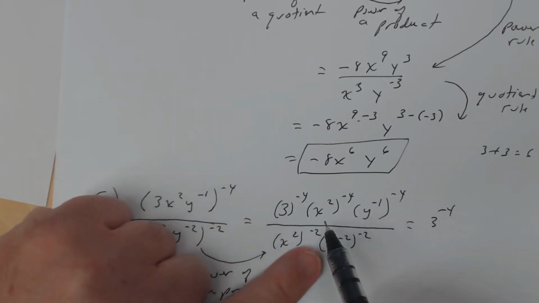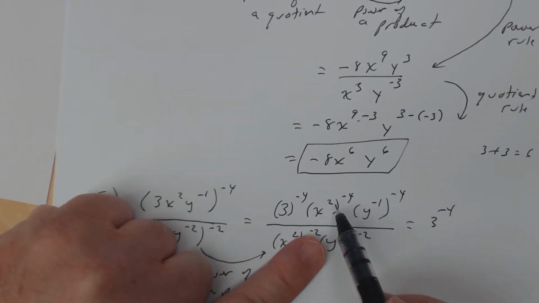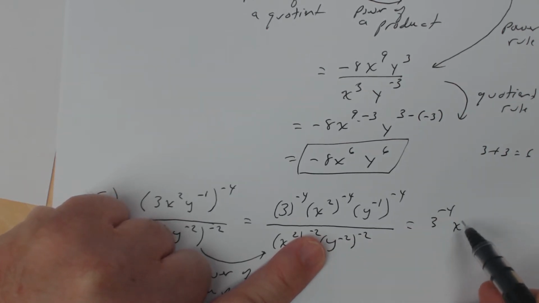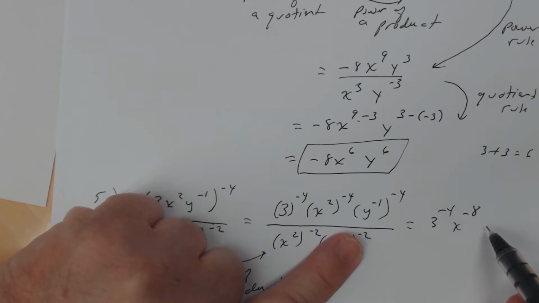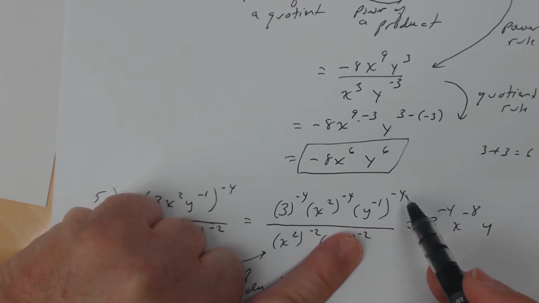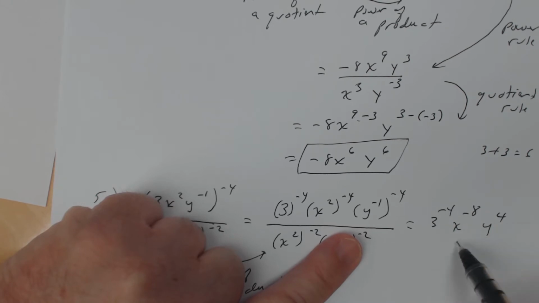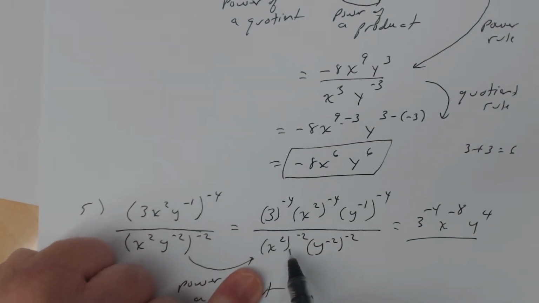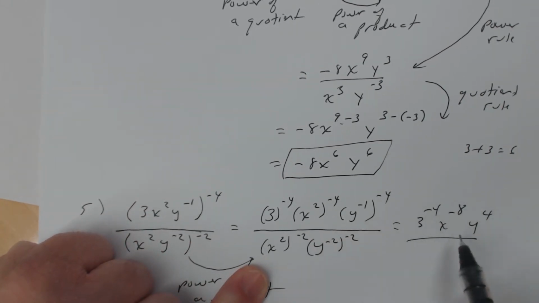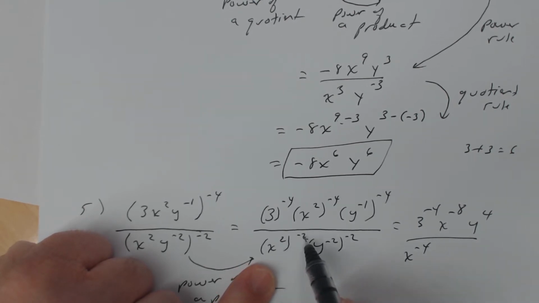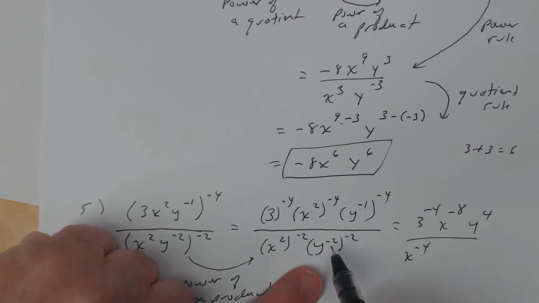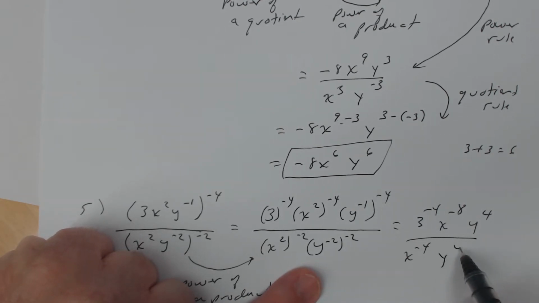Alright. Now here, x to the negative 2nd raised to the negative 4th is x to the negative 8. And then this one's going to be y to the negative 1 raised to the negative 4th. Negative 1 times negative 4 is 4. Divided by x to the 2nd raised to the negative 2nd is x to the negative 4th. Remember, they're using a power rule, so you multiply the powers. And then that's going to be negative 2 times the negative 2, which is a positive 4.